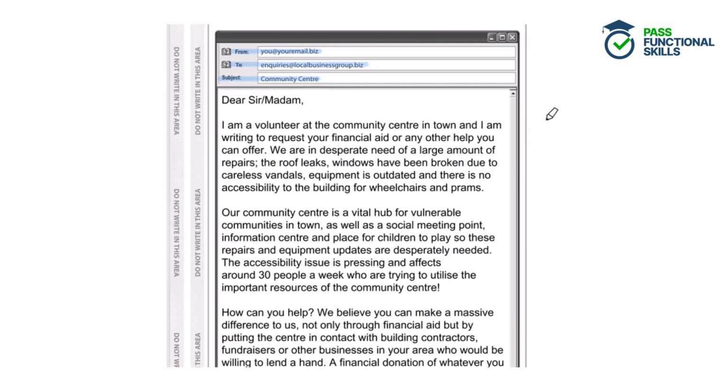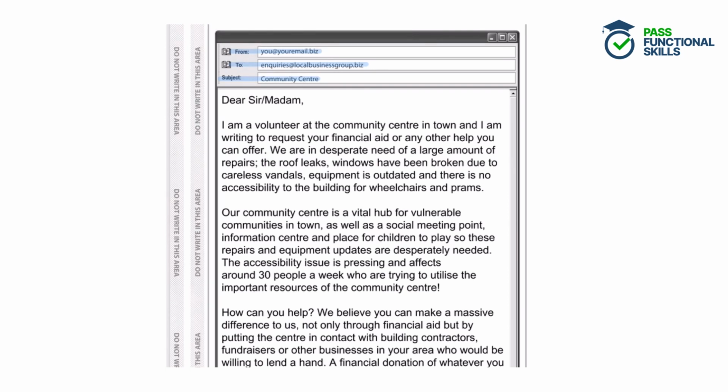So, dear Sir/Madam, I am a volunteer at the community centre in town and I am writing to request your financial aid or any other help you can offer. We are in desperate need of a large amount of repairs. The roof leaks, windows have been broken due to careless vandals, equipment is outdated and there is no accessibility to the building for wheelchairs and prams. Our community centre is a vital hub for vulnerable communities in our town, as well as a social meeting point, information centre, and place for children to play.